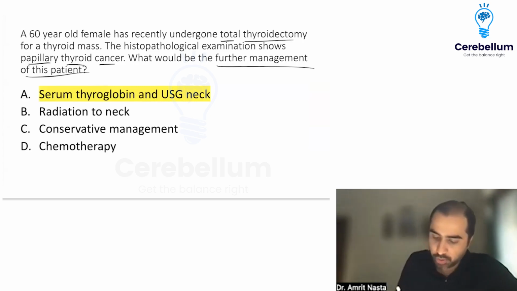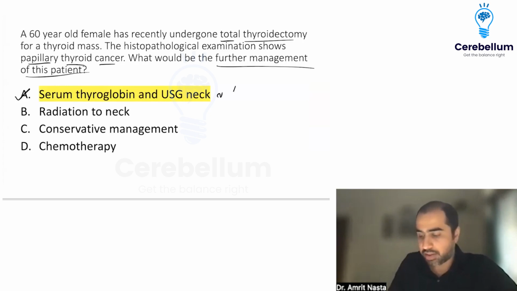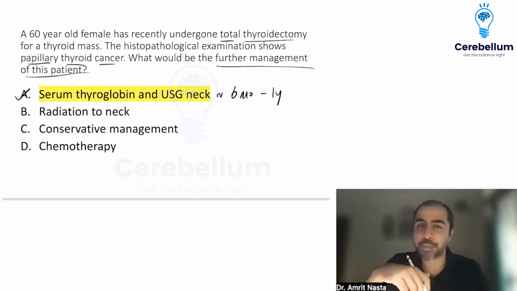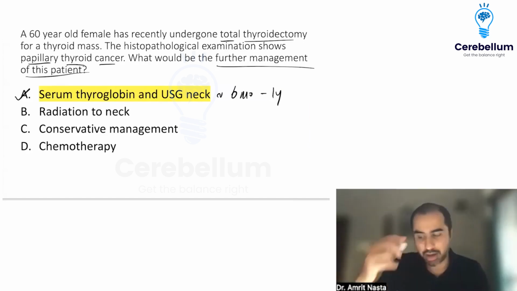So the answer is going to be serum thyroglobulin and USG neck. This you will do every 6 months to 1 year. What answer did we discuss in class? What is the answer given in the PYQ? This option was not there.